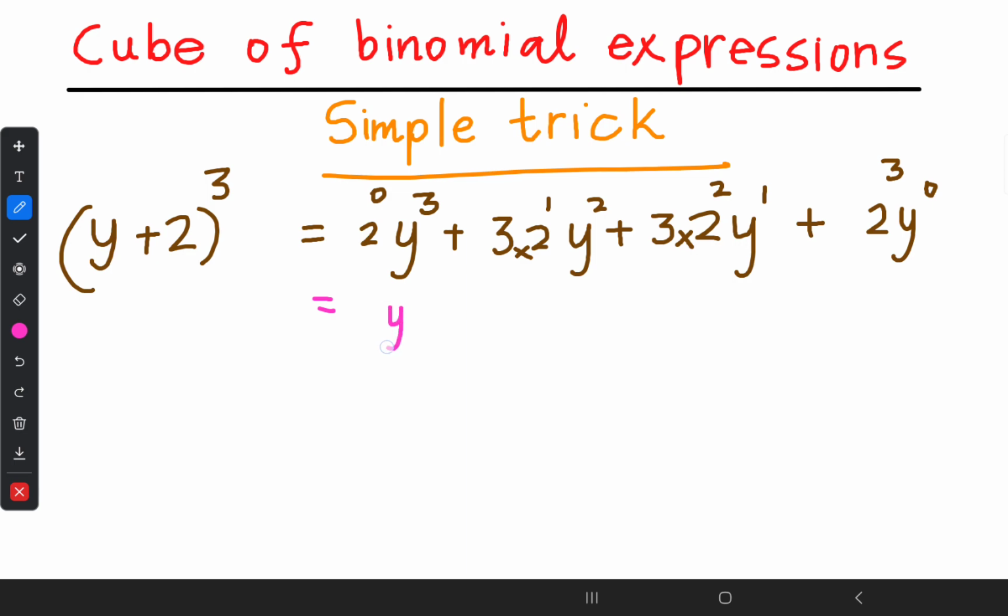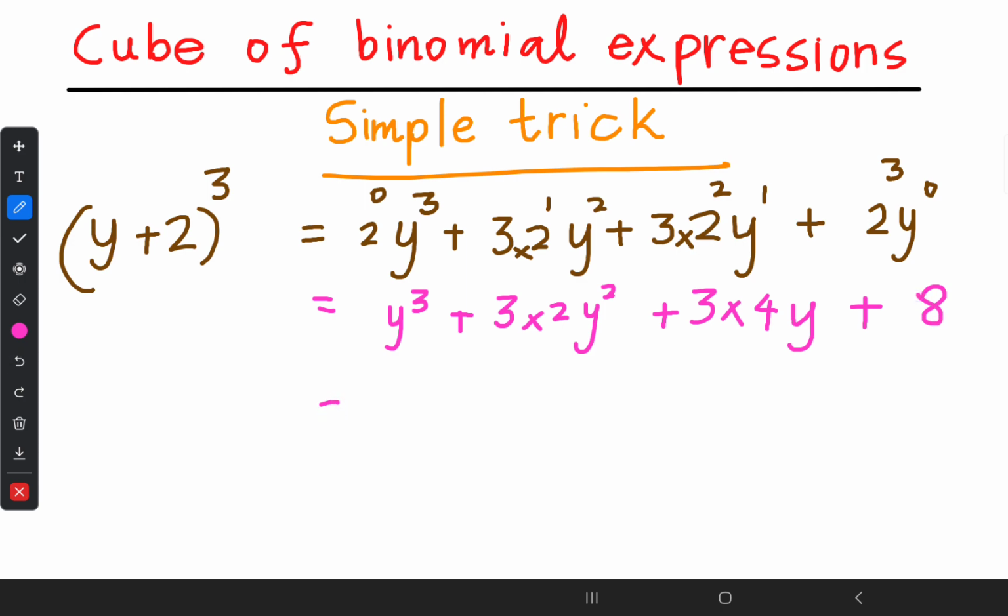1 times y cube, it is y cube. Then 3 times 2 with the power of 1. That means 3 times 2 y square plus 3 times 2 with the power of 2. 2 square means 2 times 2, it's 4. y with the power of 1 means it's y, plus 2 cube times y with the power of 0. y with the power of 0 means 1. 2 cube means 2 times 2 times 2, that is 8.